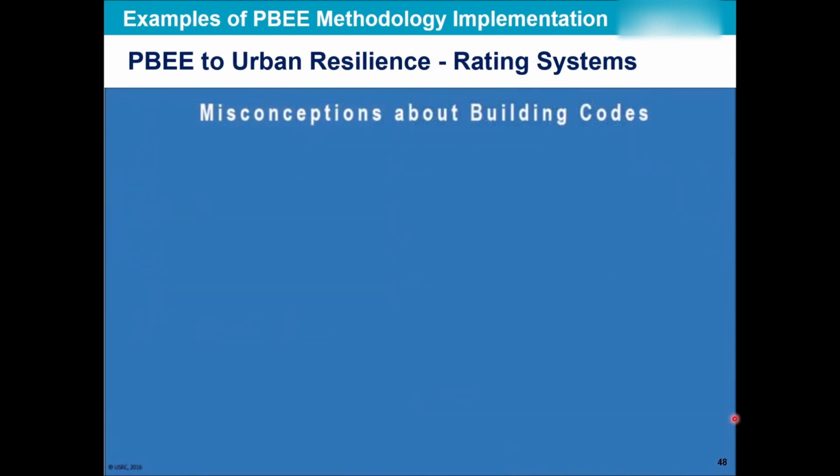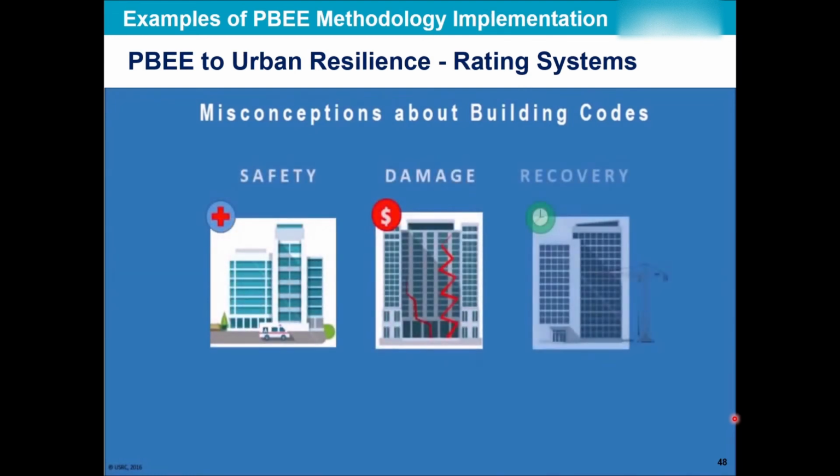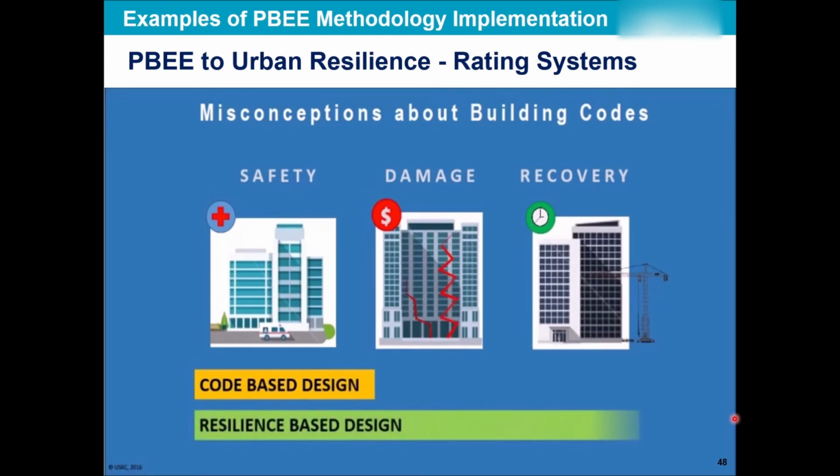There are often a lot of public misconceptions about building codes. We often think of building performance along the dimensions of safety, damage or repair cost, and recovery time. It might be surprising to learn that code-based design is primarily focused on safety only and not the other two dimensions. Engineers and architects must use resilience-based design to get a holistic understanding of the performance of buildings across all three dimensions.